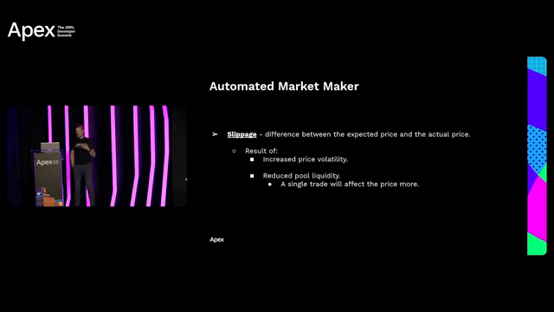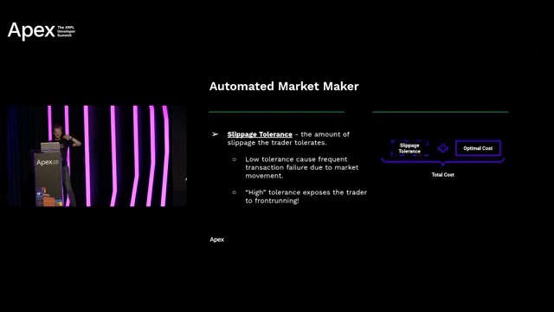And slippage occurs due to natural market movements. Of course, the less liquidity there is in the pool, the more a single trade might affect the price fluctuation, but this is normal behavior. So what we need to do is to account for slippage, and the way we do this is by incorporating something called slippage tolerance into our trade.